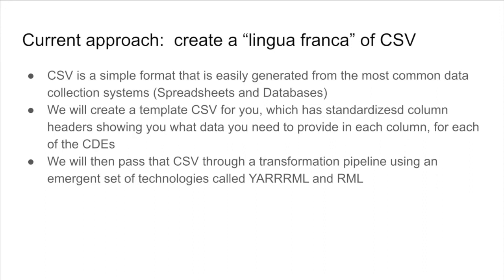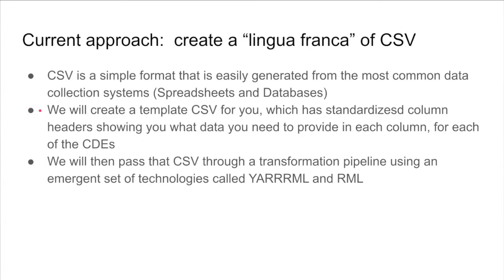The way that we're approaching it right now, this may change because we're still in the early days, but I think we're on the right path. We're going to use comma-separated value files as the lingua franca between you and registry owners and biobank owners and us, the verifiers. CSV is a simple format, fairly universal, easy to generate from the most common data collection systems. Spreadsheets can output CSV, databases can output CSV. So it's a fairly universal and straightforward format to generate from the perspective of the person who owns the data.